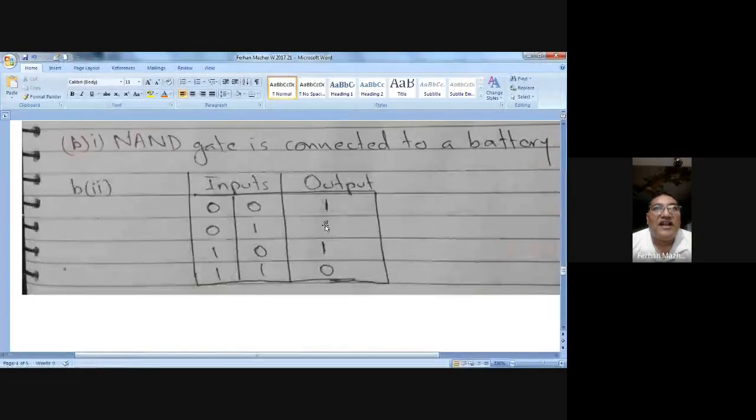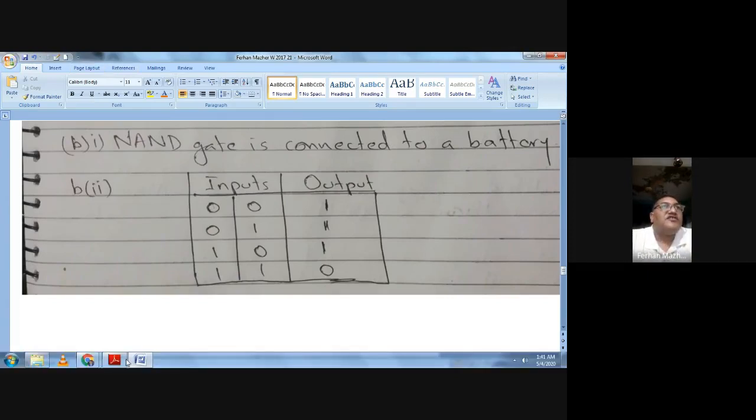You see here, I have done this. 0 multiply 0, the answer is 0. Invert it. Invert means to reverse the answer. Invert it, the answer will be 1. 0 multiply 1, the answer will be 0. Then invert it, the answer will be 1. 1 multiply 0, the answer will be 0. Invert it, and the answer will be 1. 1 multiply 1, the answer will be 1. And you invert it, and the answer will be 0. So this is how you write the truth table of the NAND gate. I hope it's clear to you.